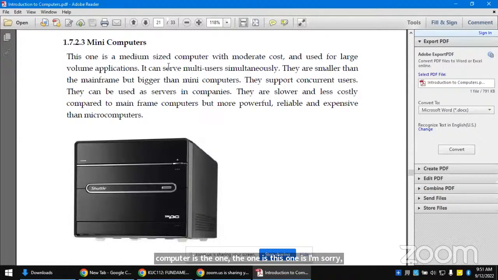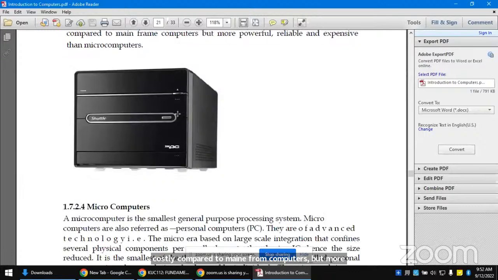This one is a medium-sized computer with moderate cost and used for large volume applications. It can serve multiple users simultaneously. They are smaller than the mainframe, but bigger than microcomputers. These minicomputers support concurrent users. They can be used as servers in companies. They are slower and less costly compared to mainframe computers, but more powerful and reliable, and more expensive than microcomputers.